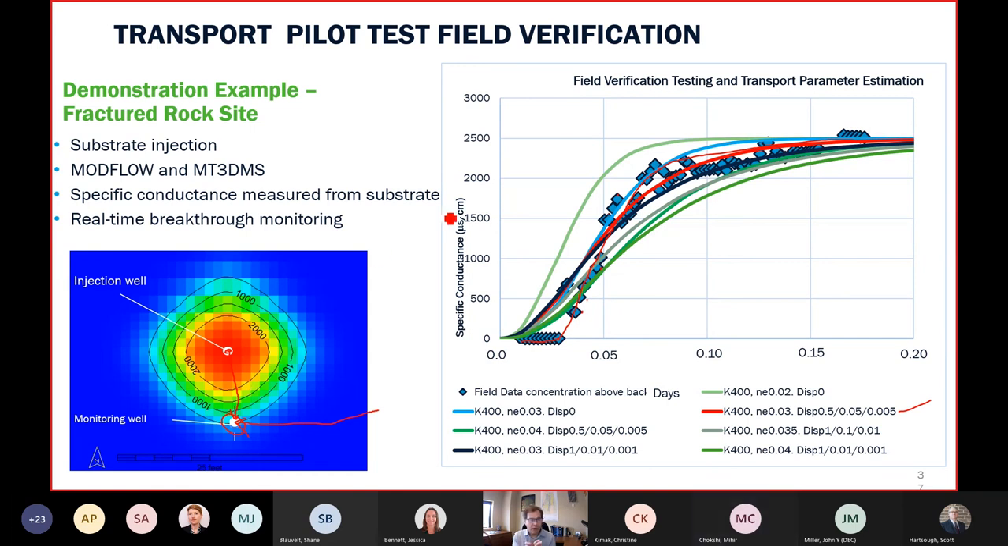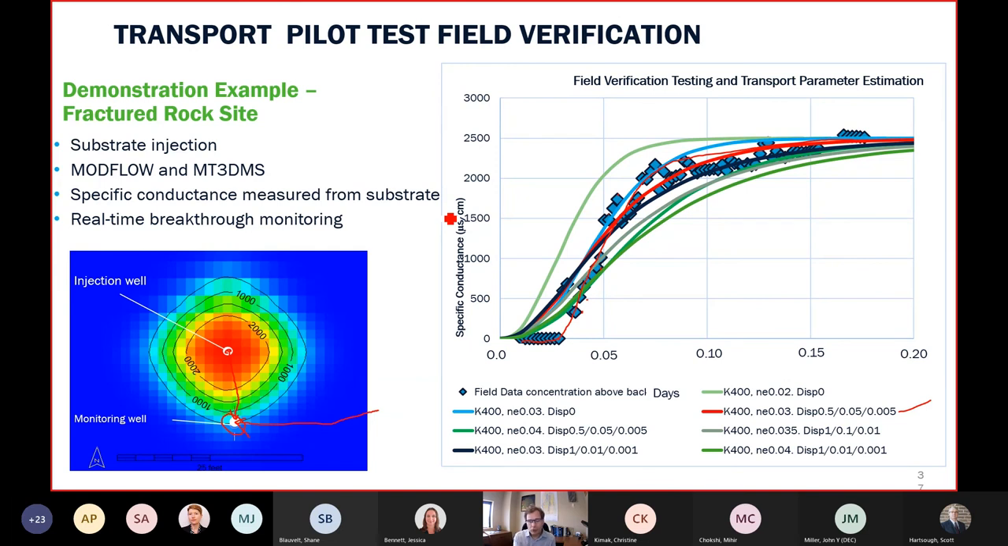So for any model, synoptic hydraulic heads distributed across the site are a basic starting point. Good flow data helps if you have a pump and treat system running and you can get your hydraulic heads while it's running. And in terms of tracing your injectate to identify where it's going and how far it's going, this is an example of specific conductance.